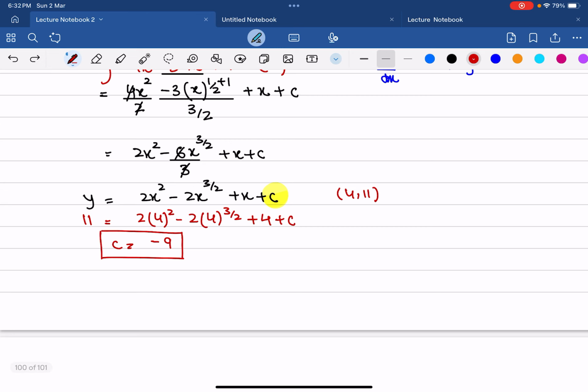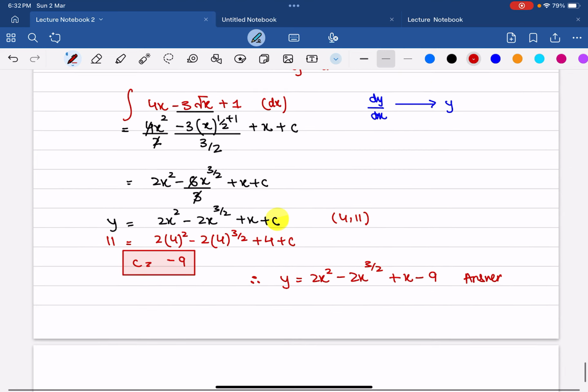And now my final answer, the final equation of the curve, is y equals 2x² minus 2x power 3/2 plus x minus 9. That is the answer to part B. I hope you have understood this question.